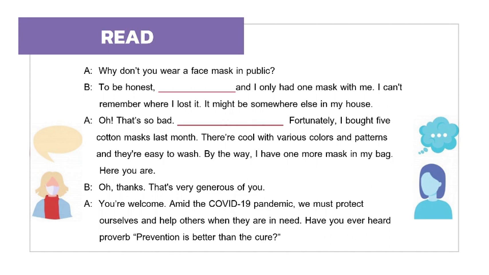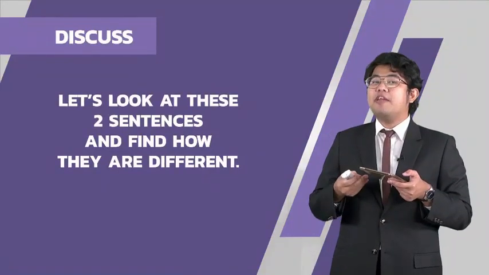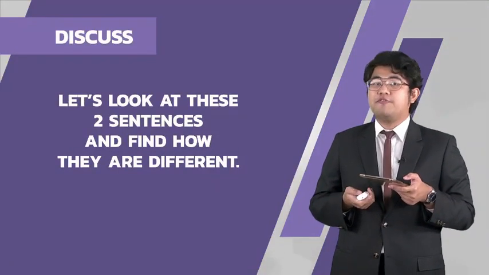You will see 2 red sentences. The first one is, I've lost my mask. The second one is, I lost mine yesterday too. Can you see the difference? Let's discuss later. Okay? Let's look at these sentences and find how they are different.